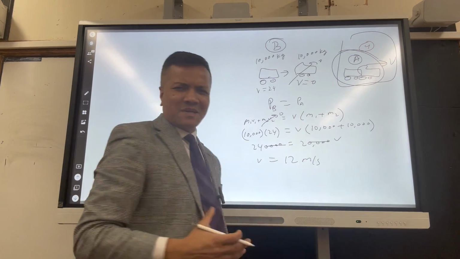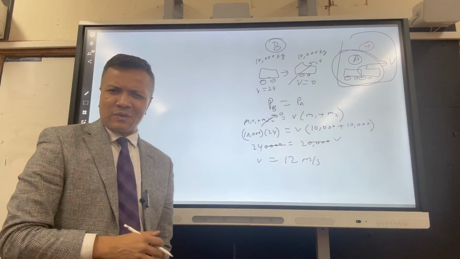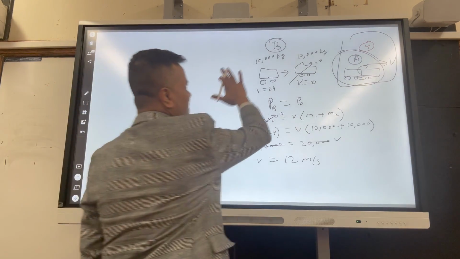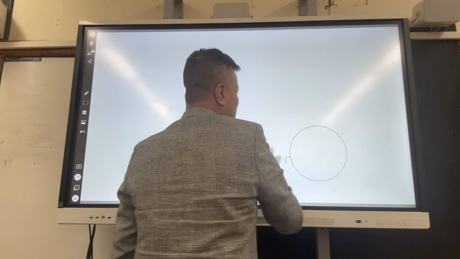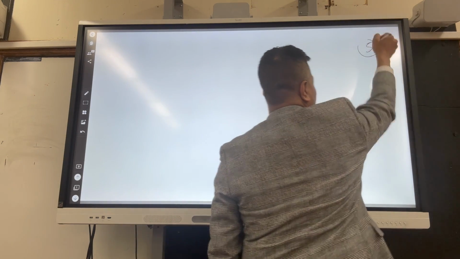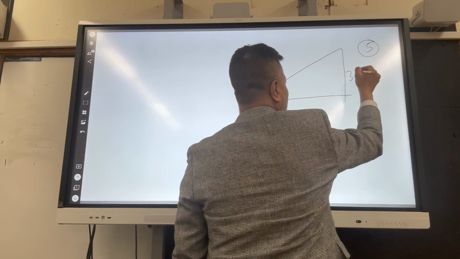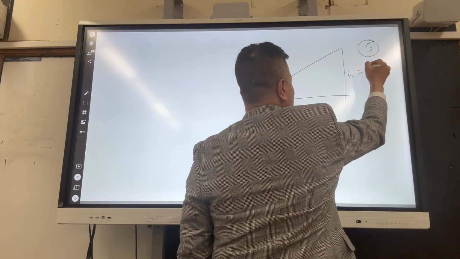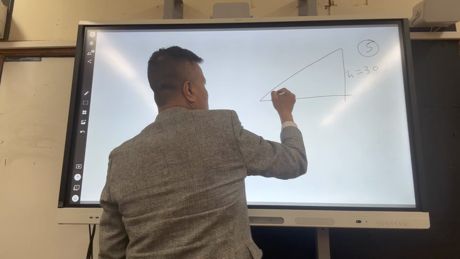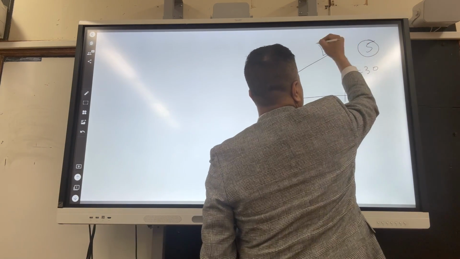So it cannot be easier than that. Very easy problem. Now let's go to problem number 5. Problem number 5 comes directly from exam number 11. Why is that? Because in exam 11 I gave you a height of 30, an angle of 30, and a mass of 100.